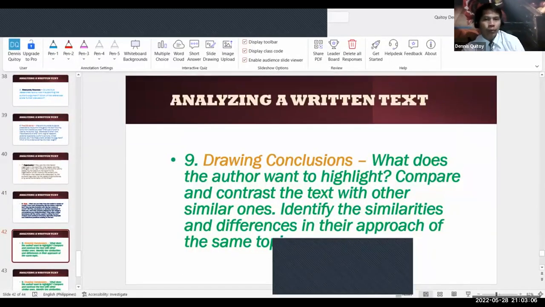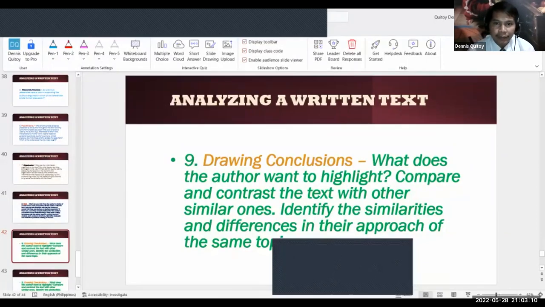So, what does the author want to highlight? Compare and contrast the text with other similar ones. Identify the similarities and differences in their approach of the same topic.